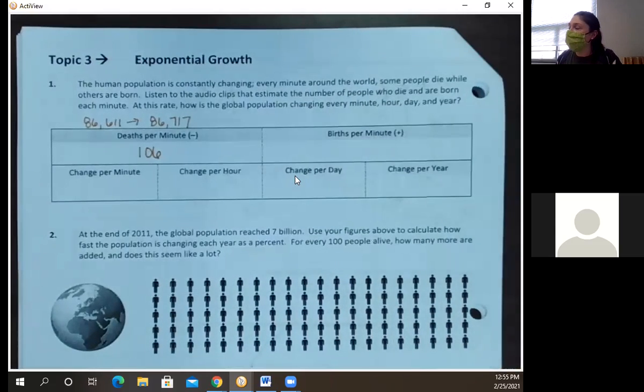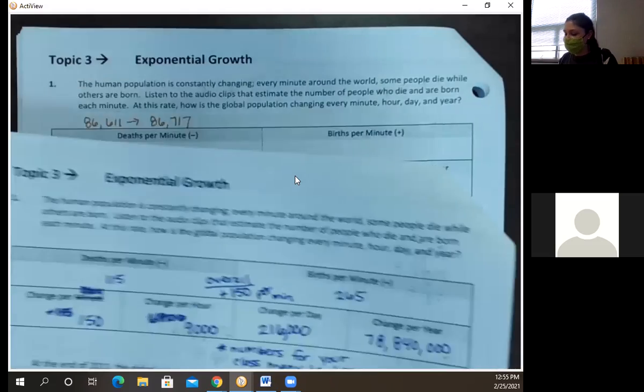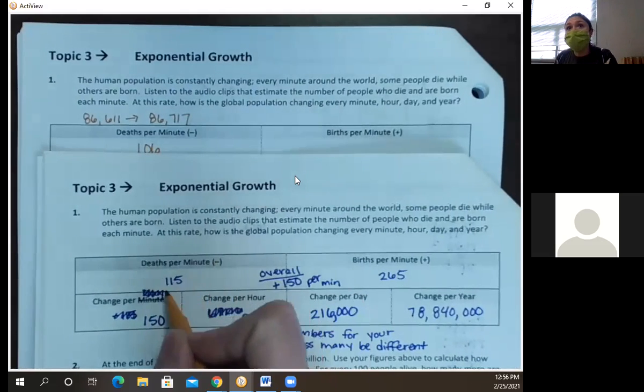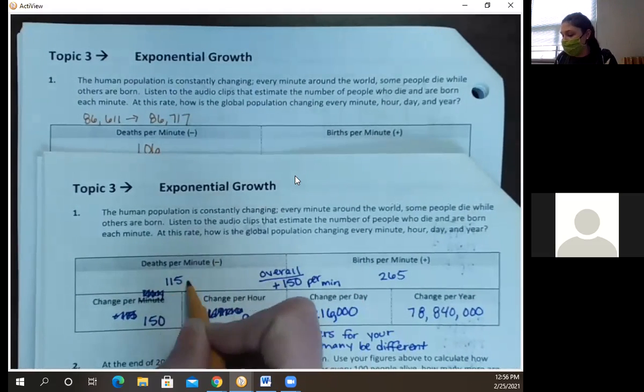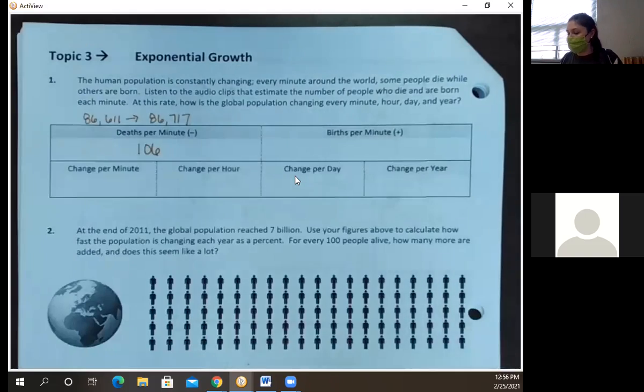This is my third Algebra 1 class for today. So we also did this in 4th hour and in 2nd hour. And we saw slightly different numbers each time. I also did this on my own when I put together the notes key that you guys can access on Google Classroom. And I was close to what we had here. I had 115 deaths over the minute that I found.